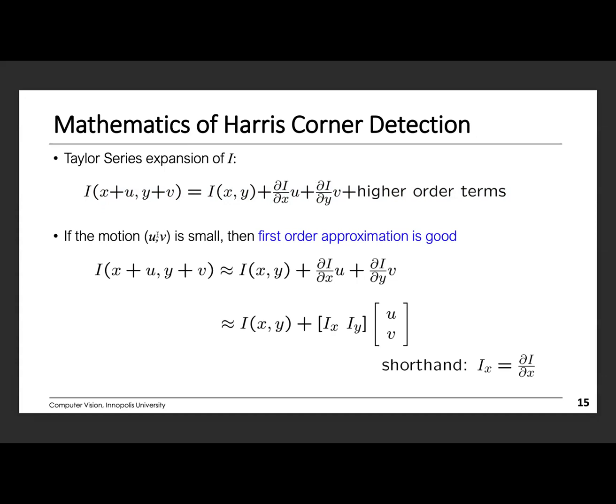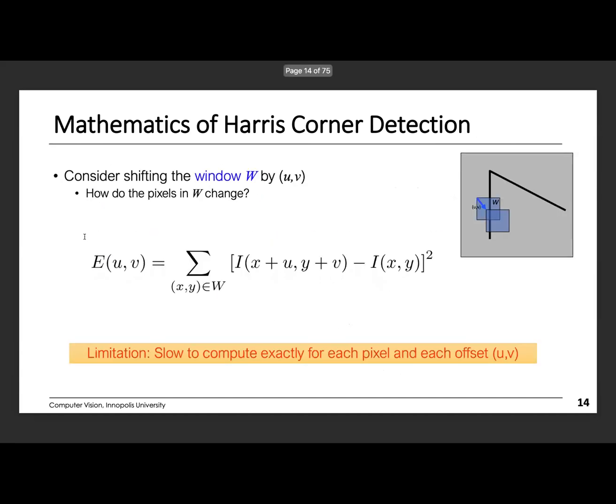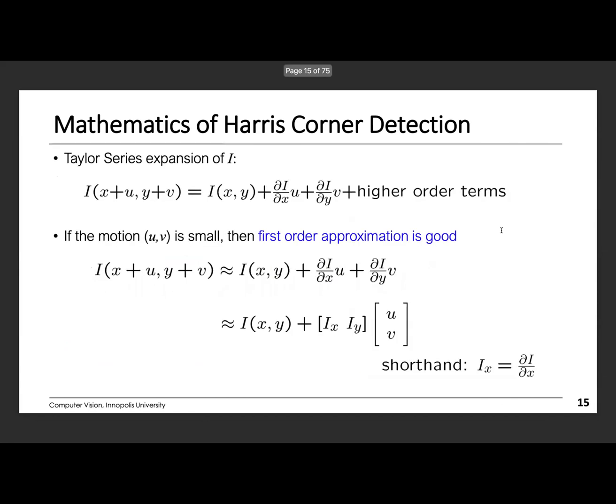So if the motion u, v is small, then the first order approximation is good enough for us, and we could use it. Again, a change like this is not small enough. This is quite big, right? You can see in here, this is at least 20 pixels. So that's not something that the first order approximation is good for. But if we're speaking in terms of 2 to 5, or I don't know, 6 pixels, then it's definitely going to be at least a little bit accurate.